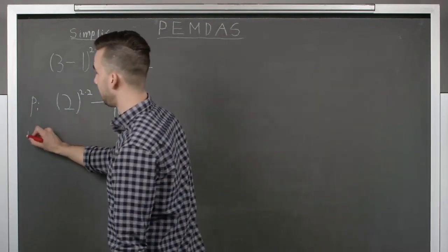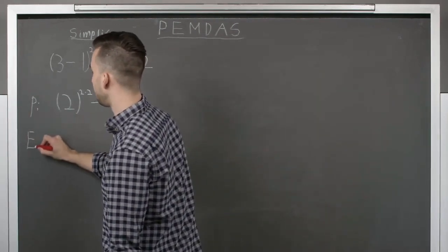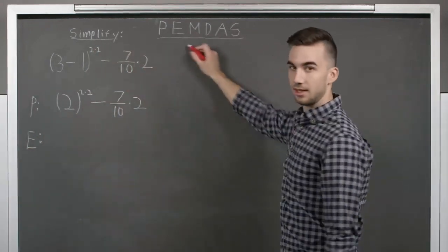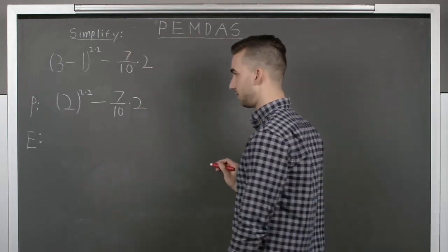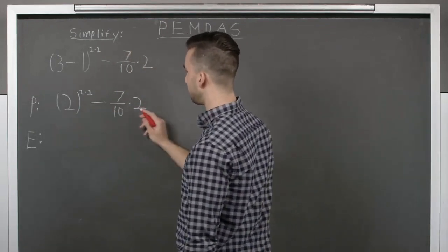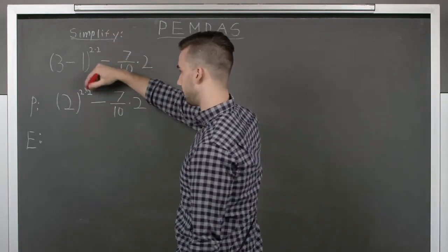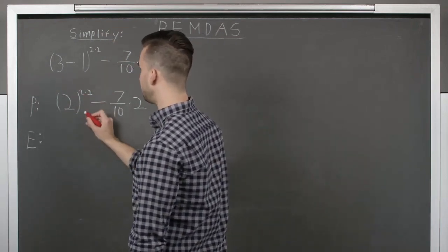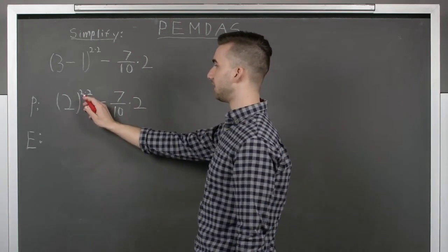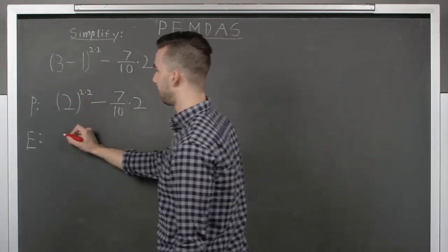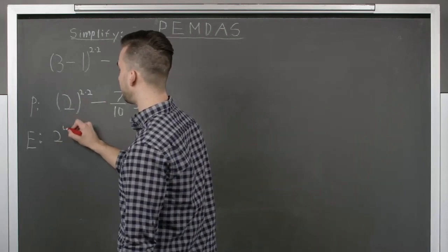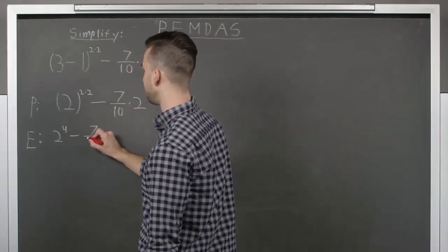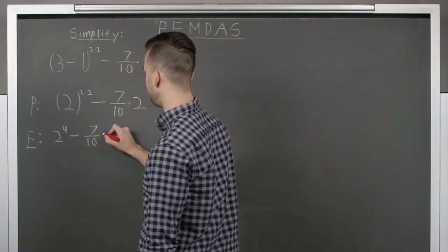So let's do an E step. E is for exponents, right? We're just going down the line of PEMDAS. So exponents, that's our only exponent for this expression. So what is 2 times 2? That is 4. 2 to the power of 4 minus, we'll bring this down, 7 divided by 10 times 2.